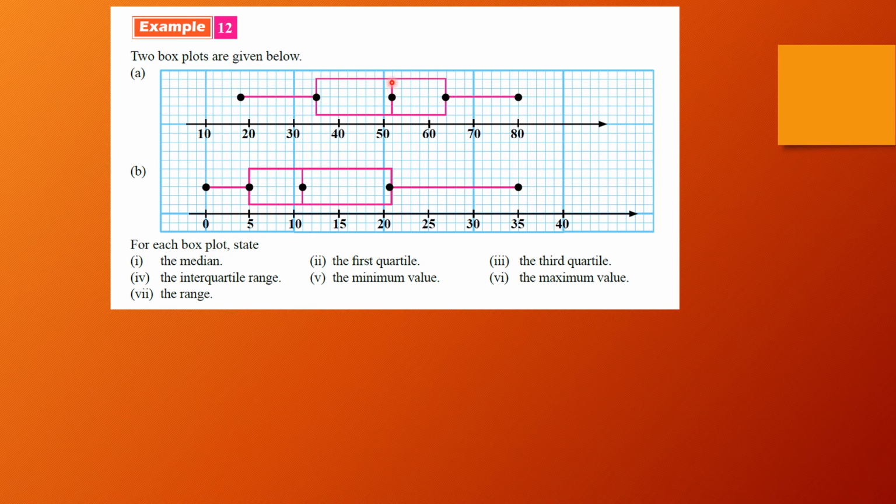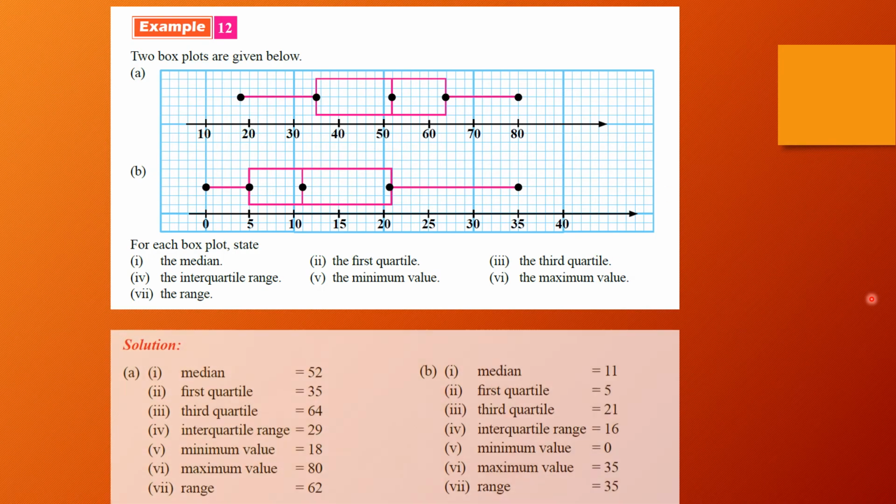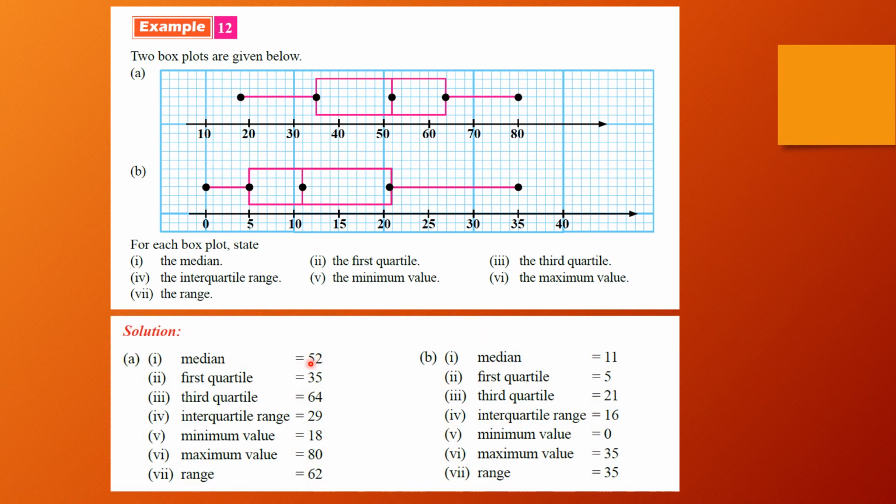So what is the value for the median? You must know how to read. This is from 50 to 60, so you have 5 small boxes. That means one small box represents 2 units. So 50 will become 52. Median is 52.